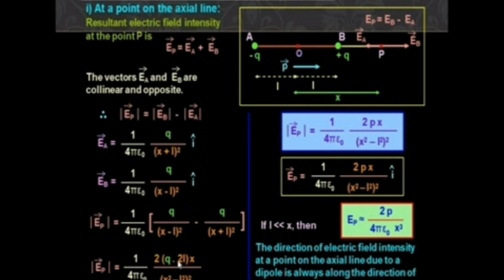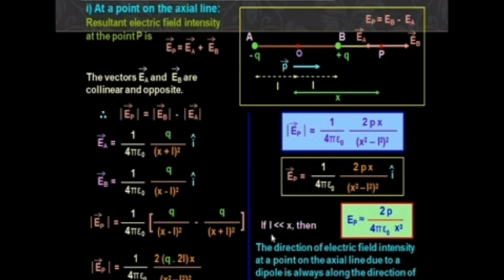In this equation, 1 by 4 pi epsilon naught times 2QL into X, where 2L into Q is called the dipole moment: any one of the charges into the perpendicular distance, which is 2L, as we just saw. Multiplying these two gives the dipole moment, which we denote as P. So instead of 2QL you can write P. We get 2PX divided by (X square minus L square) whole square. The direction of the resultant EP is along the i unit vector, which indicates the direction of the resultant electric field.